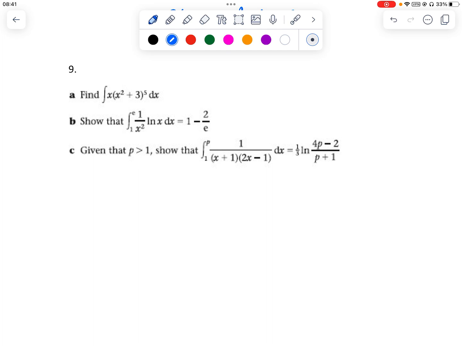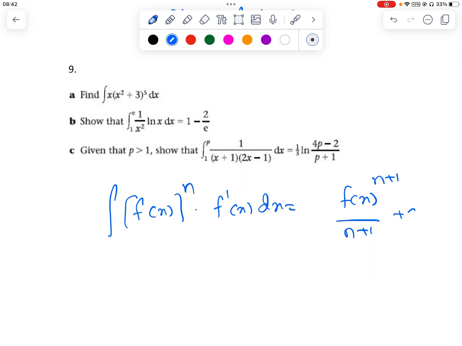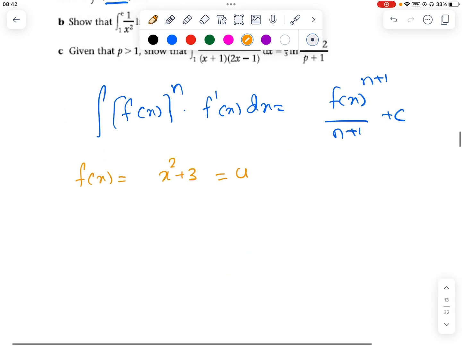Question number 9. He's asking us to find this one. So we have to use one formula. The integral of f of x whole power n times f prime x dx will become f of x whole to the power of n plus 1 upon n plus 1 plus c. So which is f of x? f of x is x square plus 3. So let us do it by the substitution method also. Then du by dx equals 2x, so du equals 2x dx.